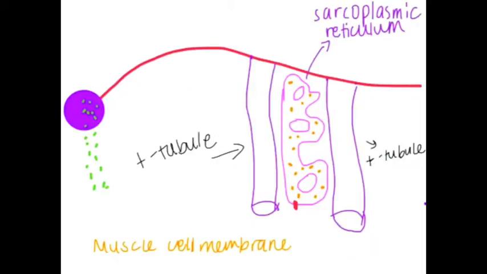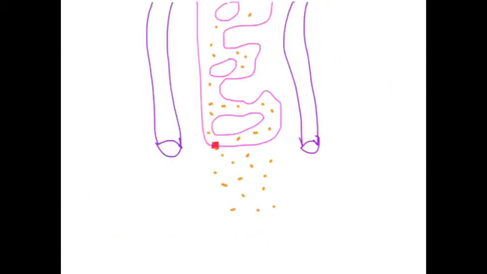The depolarization occurs along the T-tubules of the muscle cell membrane to release calcium from the sarcoplasmic reticulum into the muscle fiber. This phenomenon is known as excitation-contraction coupling.